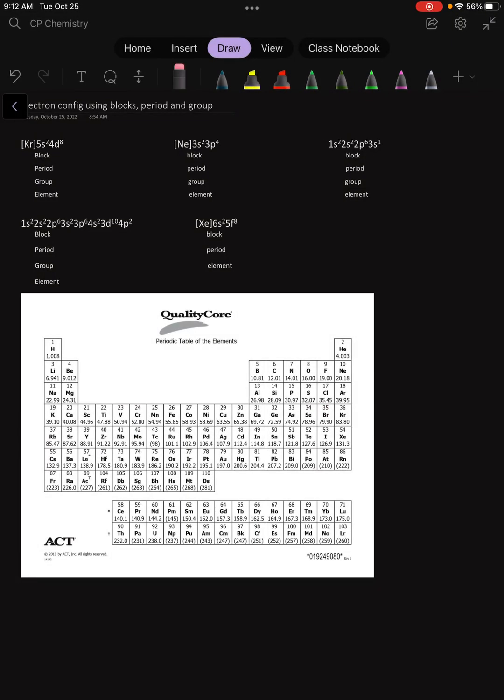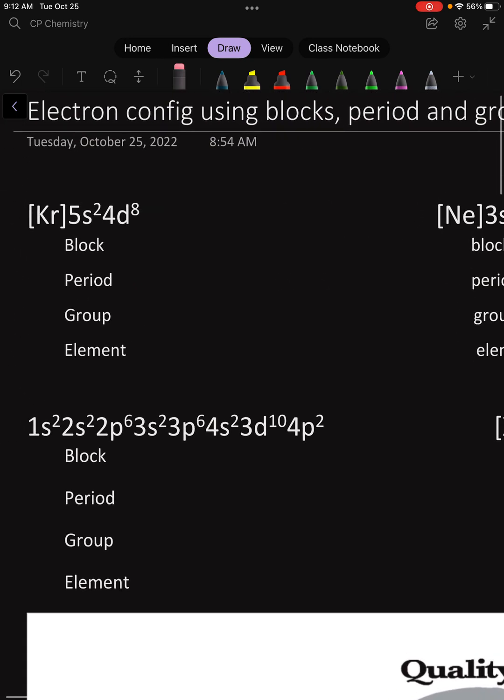Okay, we're going to look at how to identify the block, period, group, and element based on the electron configuration. In order to do that, we are going to mainly look at the very end of the electron configuration. The last piece gives you pretty much all the information you need.